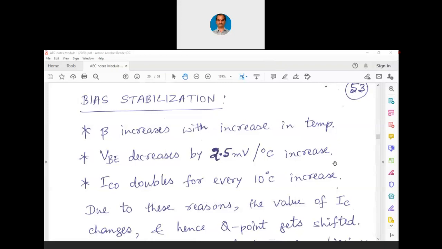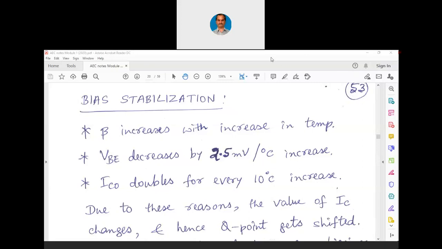Yesterday I was discussing the factors that are affecting the stability of the Q point in an amplifier circuit. So, the same thing I am putting here in this PDF notes. Beta increases with increase in temperature. VBE decreases by 2.5 millivolts per degree centigrade increase, and ICO doubles for every 10 degree centigrade increase.